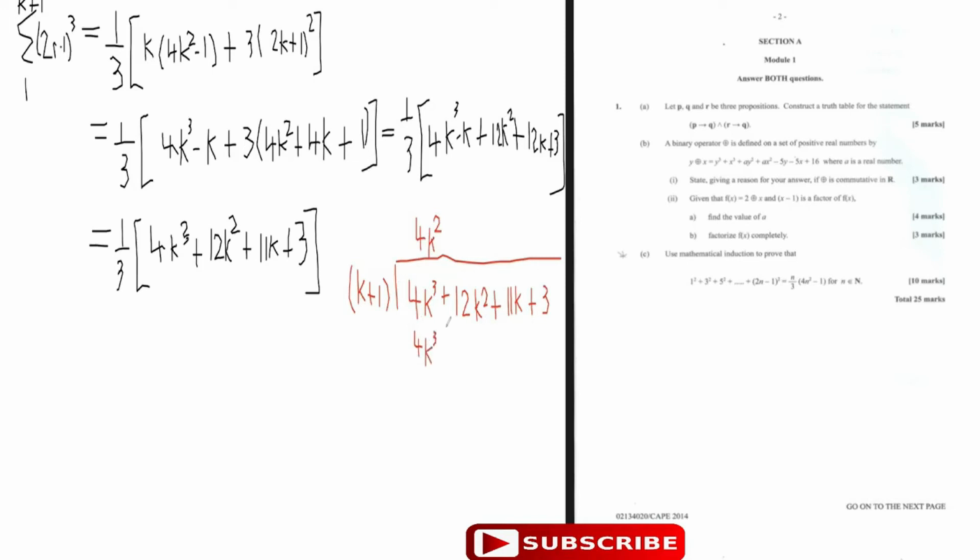4k squared times 1 is just 4k squared. Then we're going to subtract these two statements from each other. When we subtract, always put a bracket before you do your subtraction. You subtract them, you're going to get 12k squared minus 4k squared is 8k squared. Plus the 4k cubes cancel, so you have 8k squared plus 11k. And then k into 8k squared, that's just going to be plus 8k.